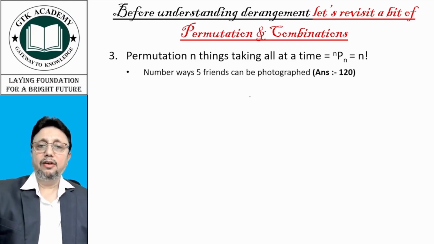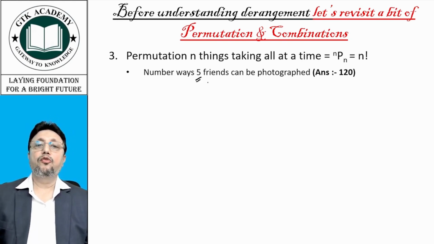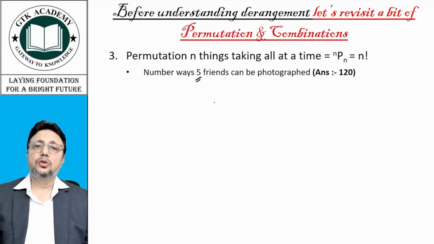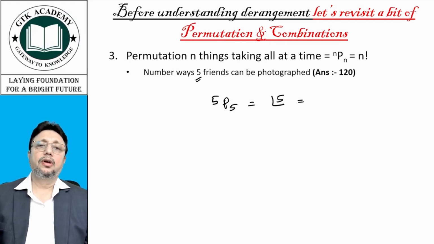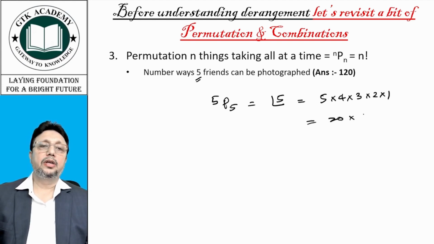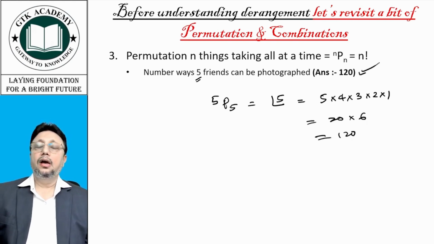Let me give you an example. If there are 5 friends and they go for a photograph, taking all at a time, what is the number of permutations? So that is 5P5, which is equal to factorial 5. That is 5 into 4 into 3 into 2 into 1. That means 20 into 3 is 60, 2s are 120. That is 120. I hope this is clear, and we'll proceed further.